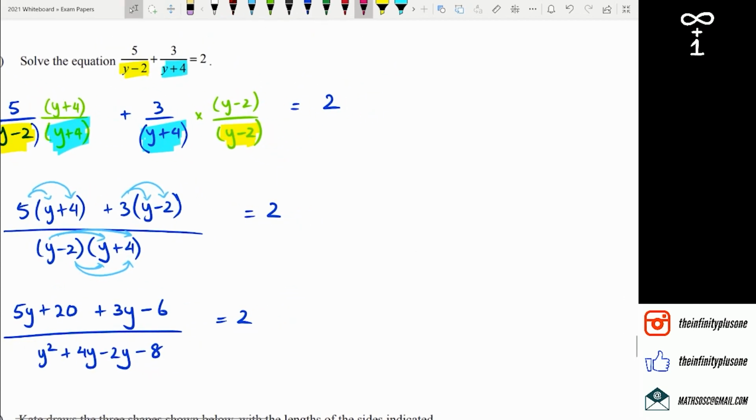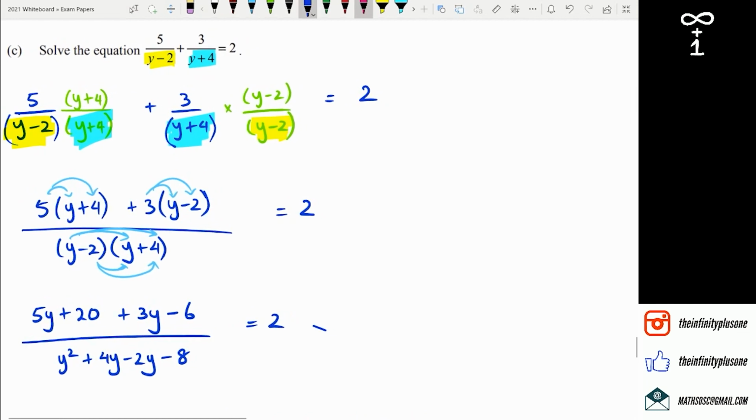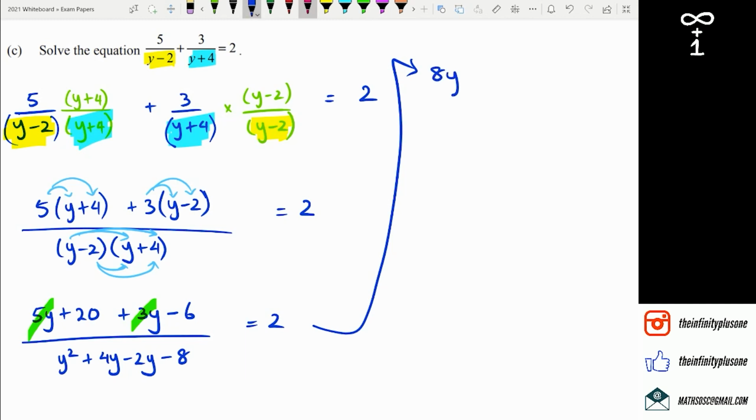And I'm going to carry on here. If you look at the numerator, let me just go back here. Collect our like terms. So I've got 5y and 3y, which is going to be 8y. Then I've got 20 minus 6, which is 14. So I've got 8y plus 14 divided by y squared plus 2y minus 8 equals to 2.